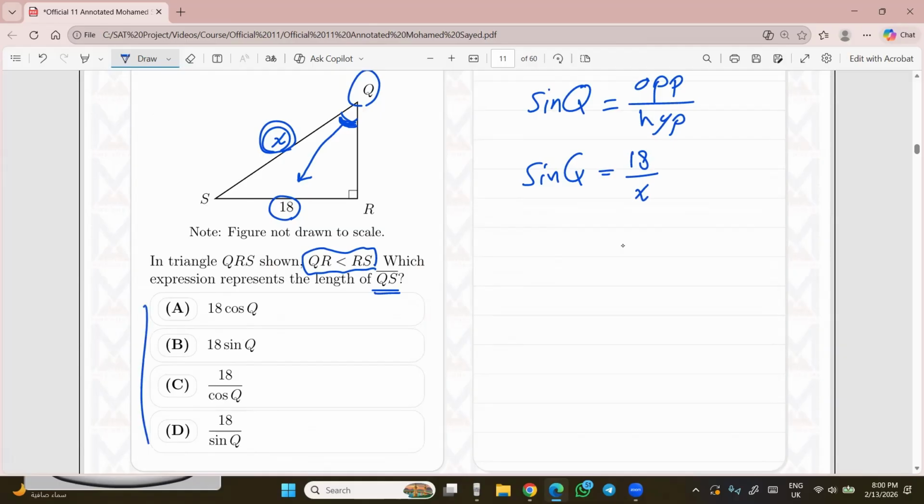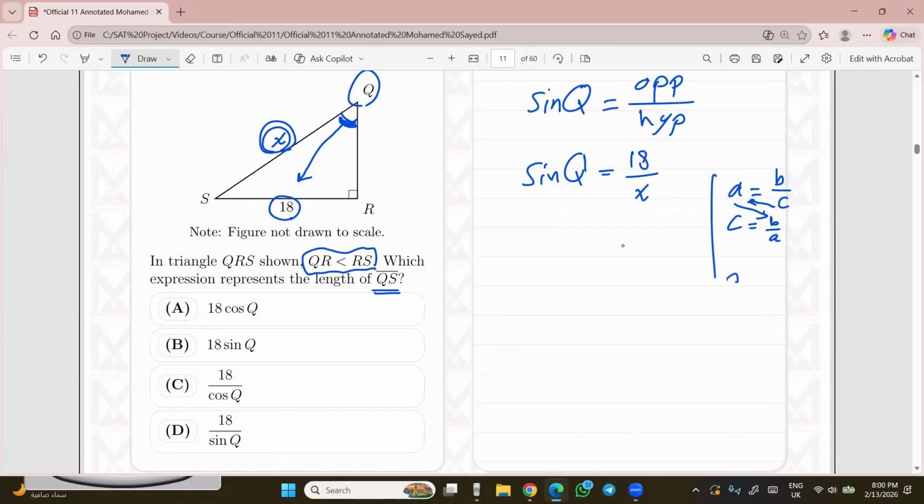X is not mentioned in the options, but we need the value of X to represent the QS. X is the same as QS. How can we get X? Here, I want you to remember this skill, to master this skill. Whenever you have A is equal to B over C, if you want to get C, what to do? Move this up, move this down. So C is equal to B over A.